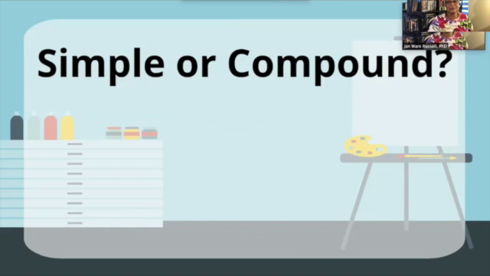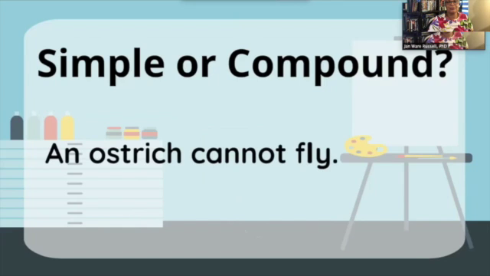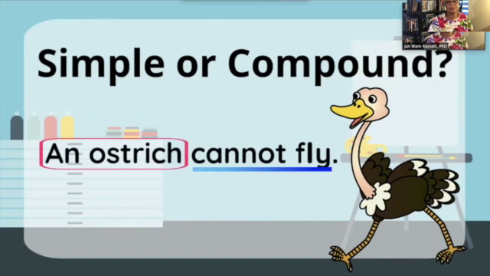Can you tell if this is a simple or a compound sentence? An ostrich cannot fly. An ostrich is the subject. Cannot fly is the predicate. One subject and one predicate. Is this a simple or a compound sentence?